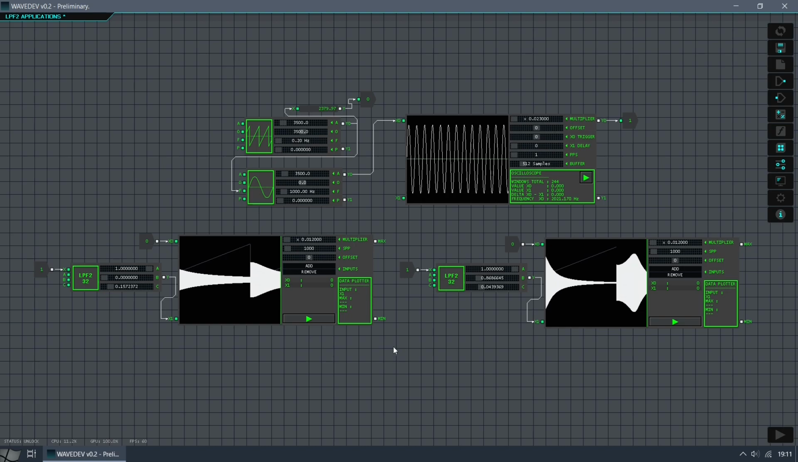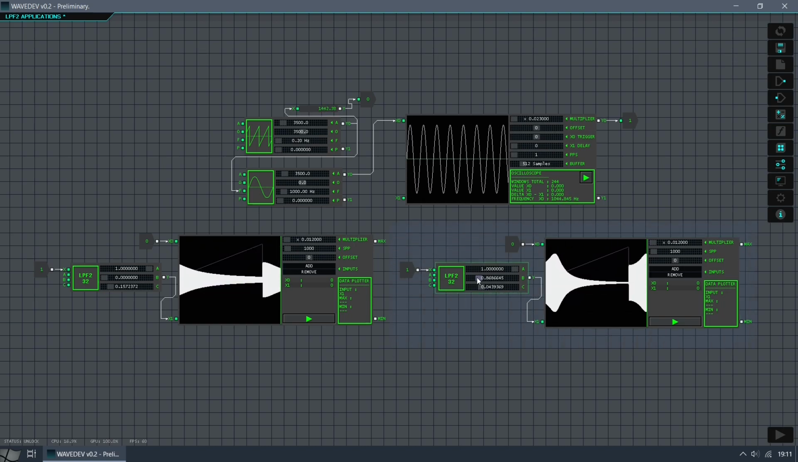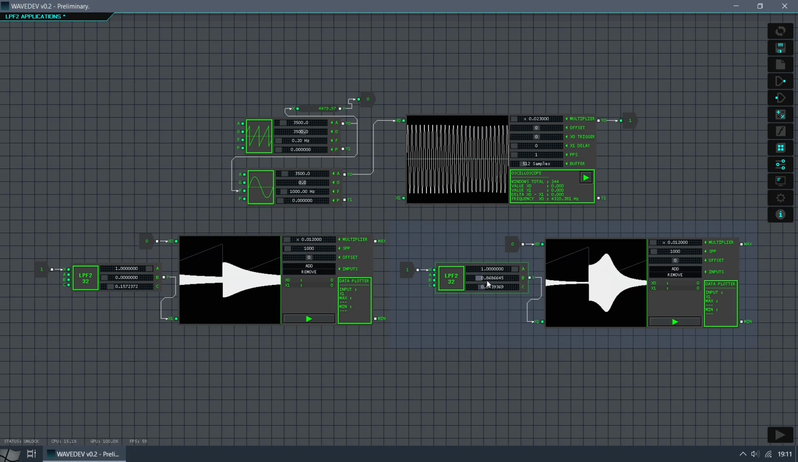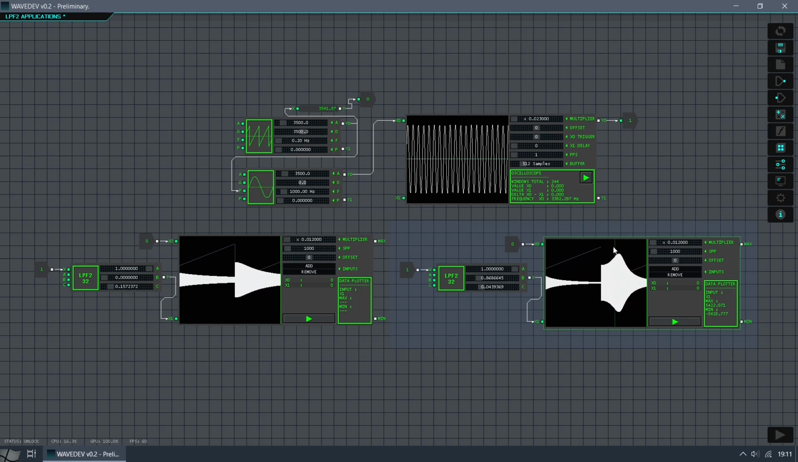Then we have the already described low-pass resonant filter, where we set both B and C parameters. Here we can identify with the naked eye a key frequency.